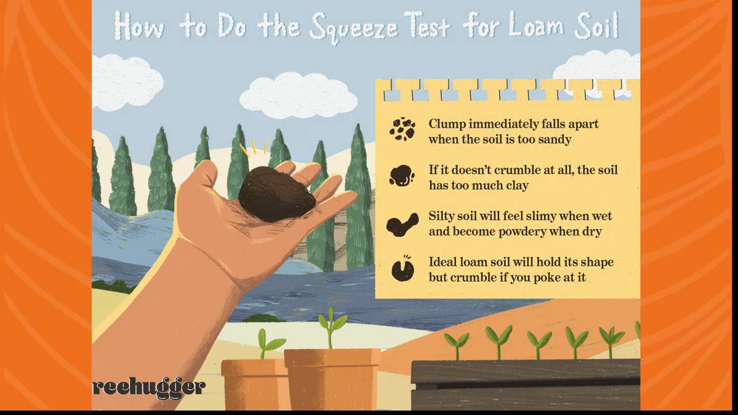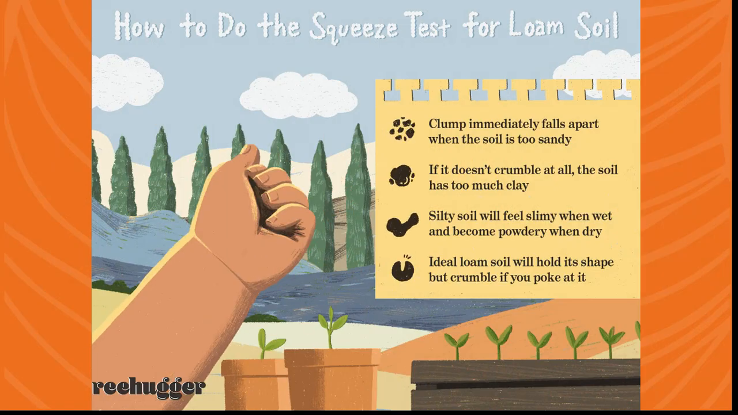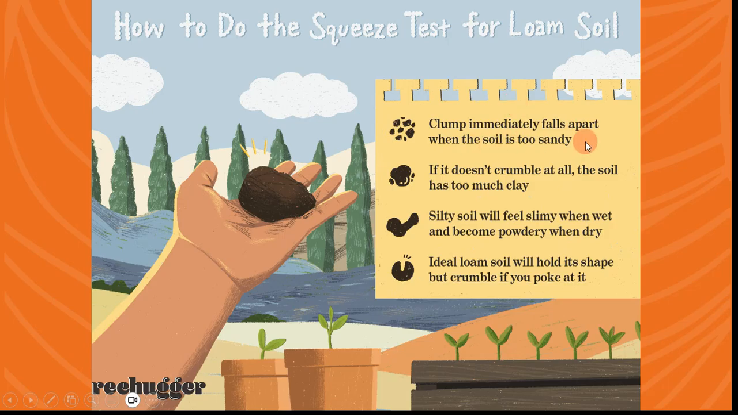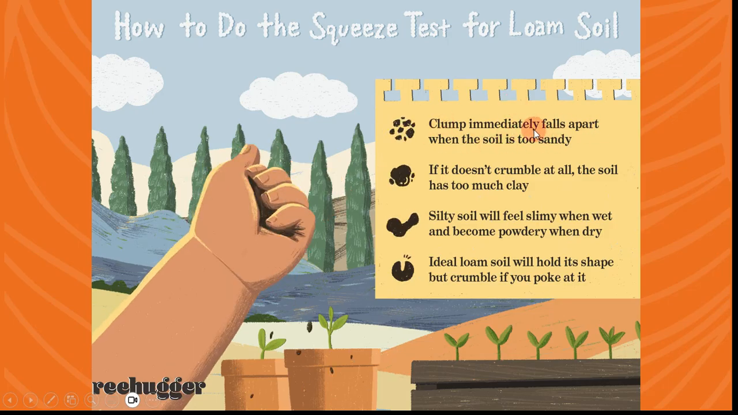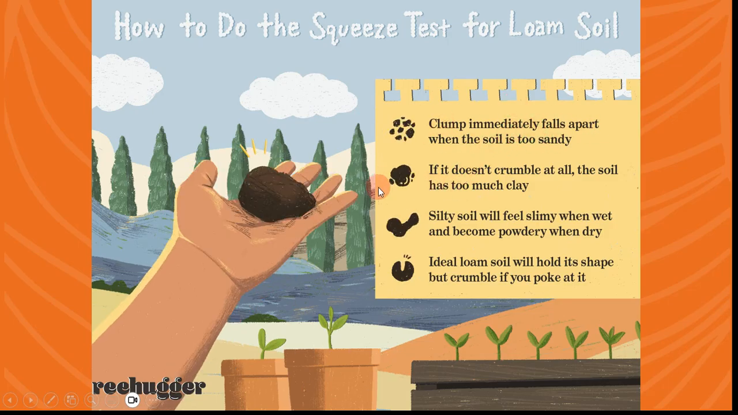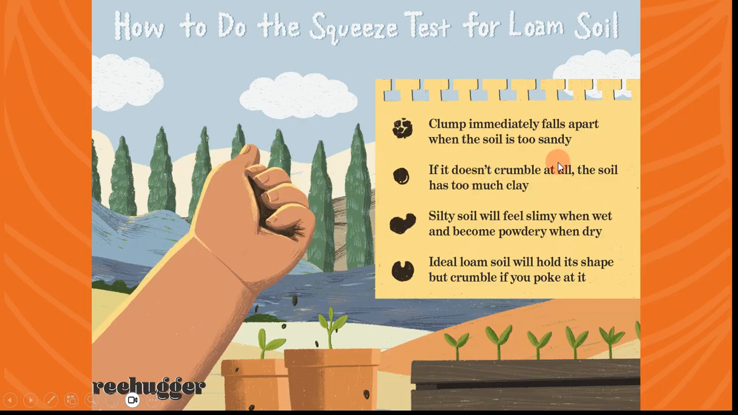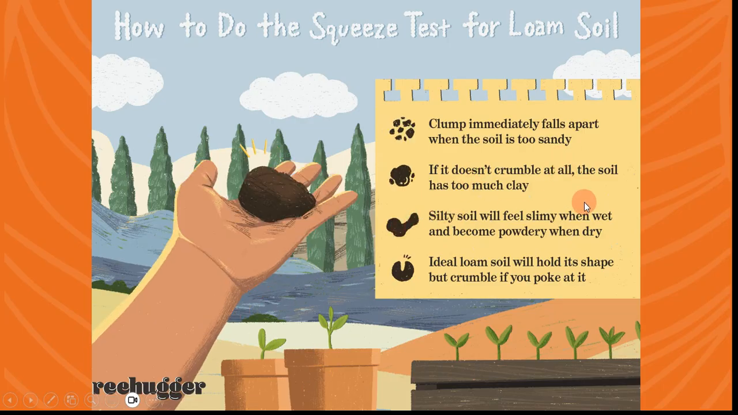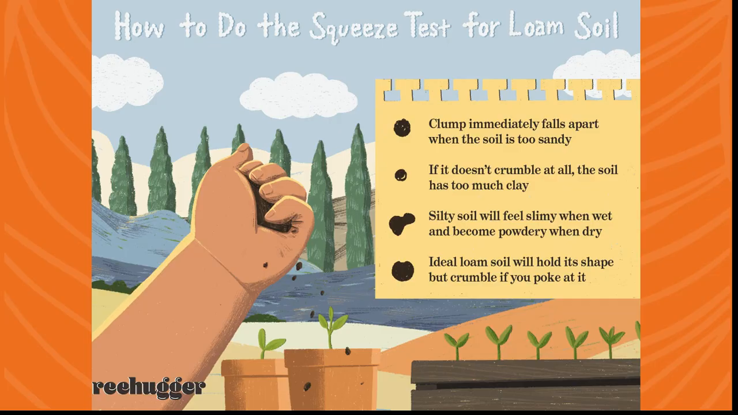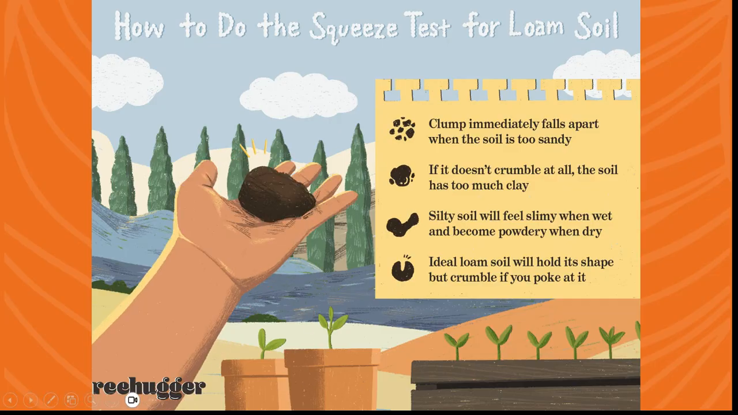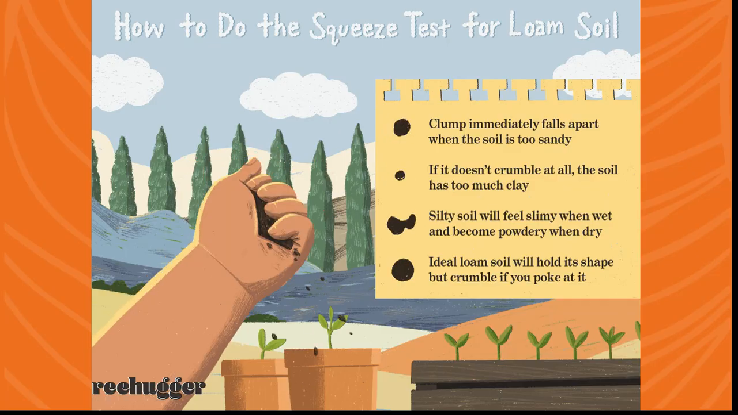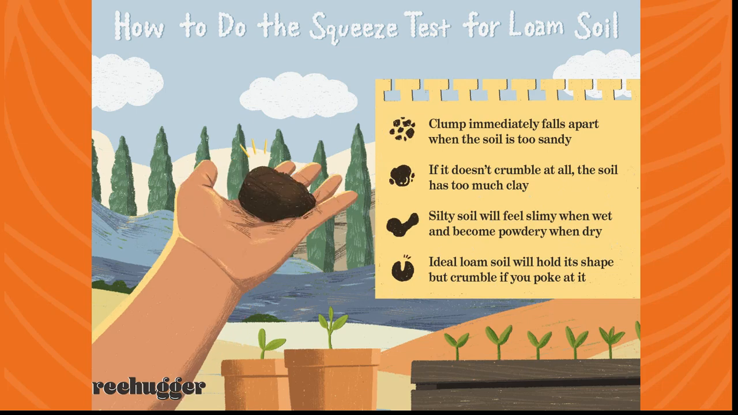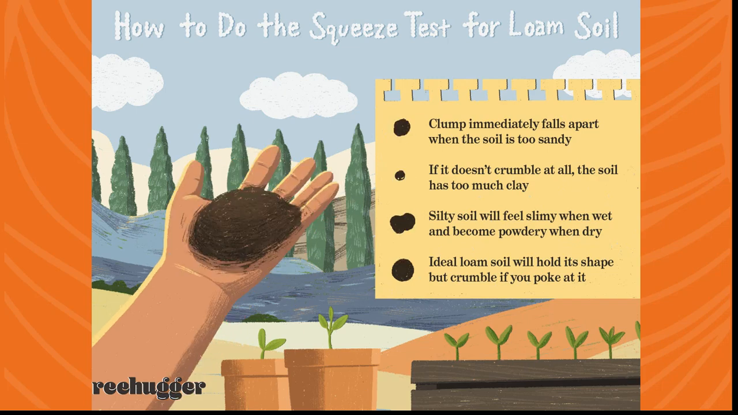So how to do a squeeze test. Here you go. We have the picture here. If you take some soil from your garden, and it clumps immediately but falls apart when you poke it, then it's too sandy. If it stays together and doesn't crumble at all, it's too much clay. But if it's silty, it'll feel slimy when wet and become powdery when dry, so that's kind of okay. It comes out maybe a little too powdery. Ideal loam soil holds its shape, but then you poke it and it crumbles up.